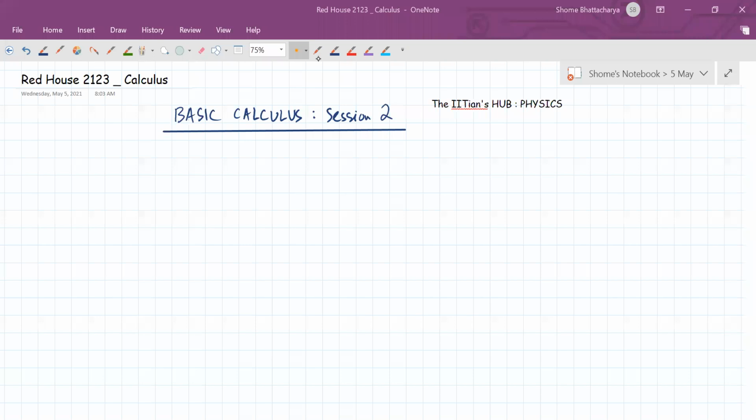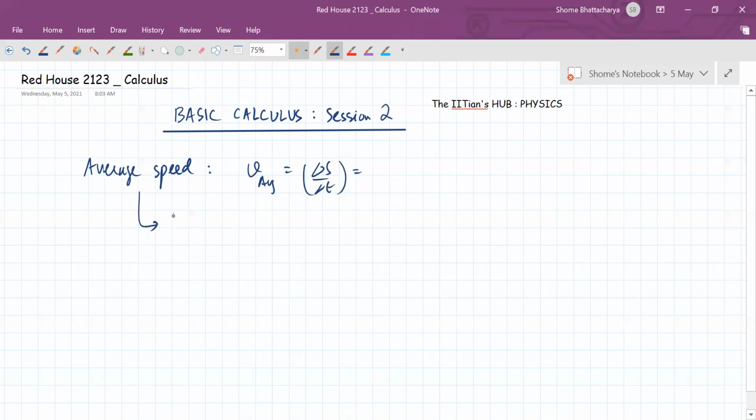Okay, so in the previous lecture, we were looking at two important concepts related to distance and time, or displacement and time. We saw average speed, which was defined as the distance covered upon the time interval. So this is defined for a specific time interval.